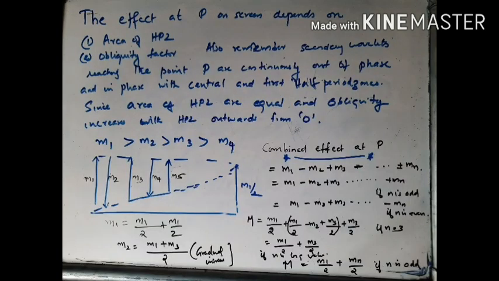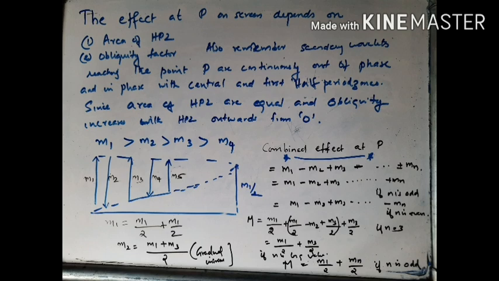Now let us see the effect at P on the screen. That depends on two factors. The first one is the area of half period zone and the second one is the obliquity factor. And also you should remember the secondary wavelets reaching P are continuously out of phase with those from the adjacent half period zone.